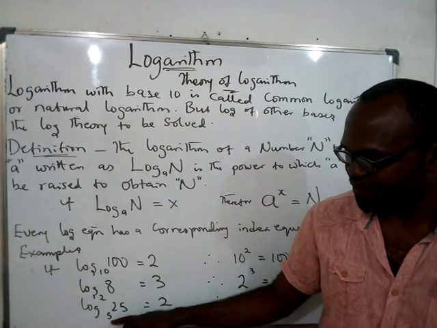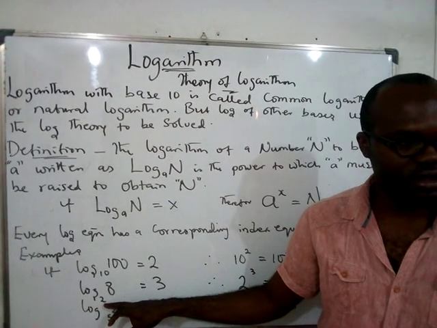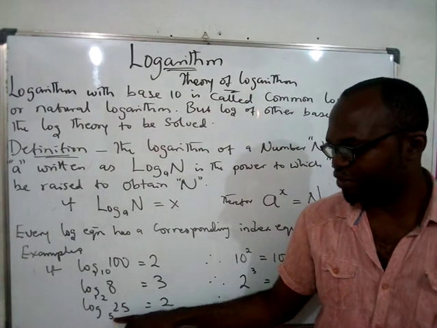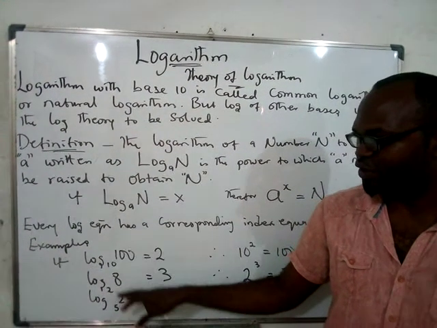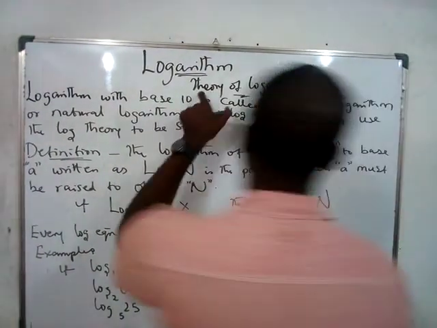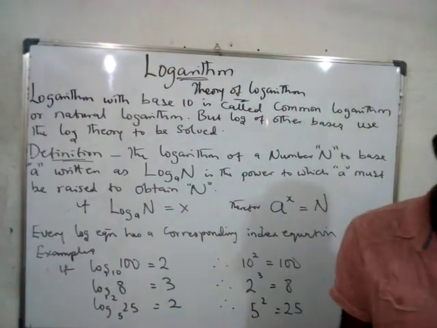Can you see these ones? This is logarithm to base 2. This is logarithm to base 5. You understand? For these ones that are not to base 10, we use what we call theory of logarithm to solve them. Is that clear?